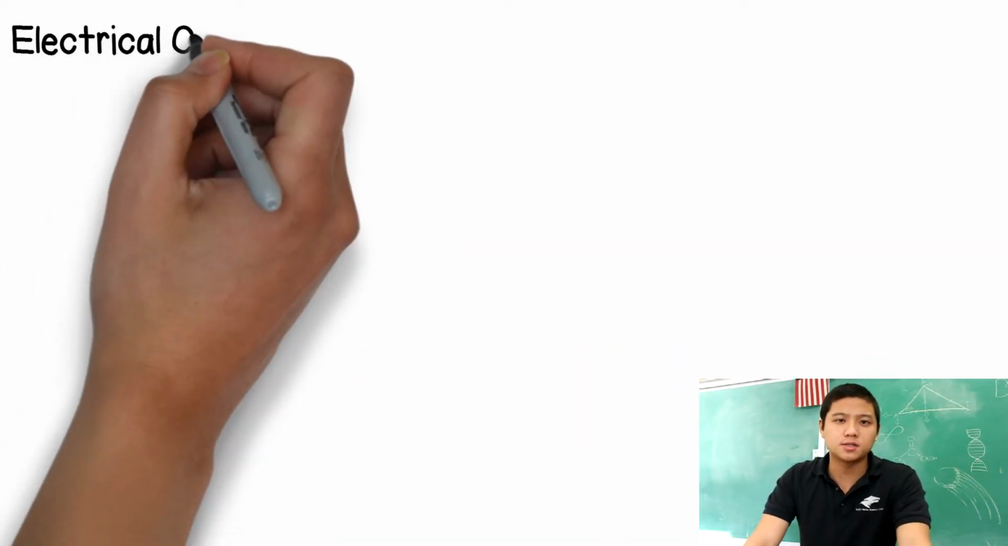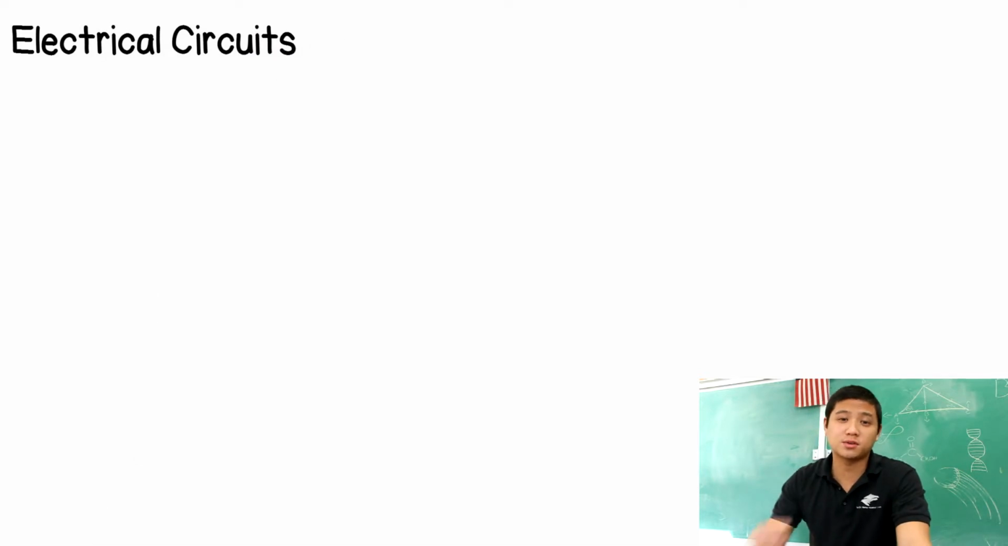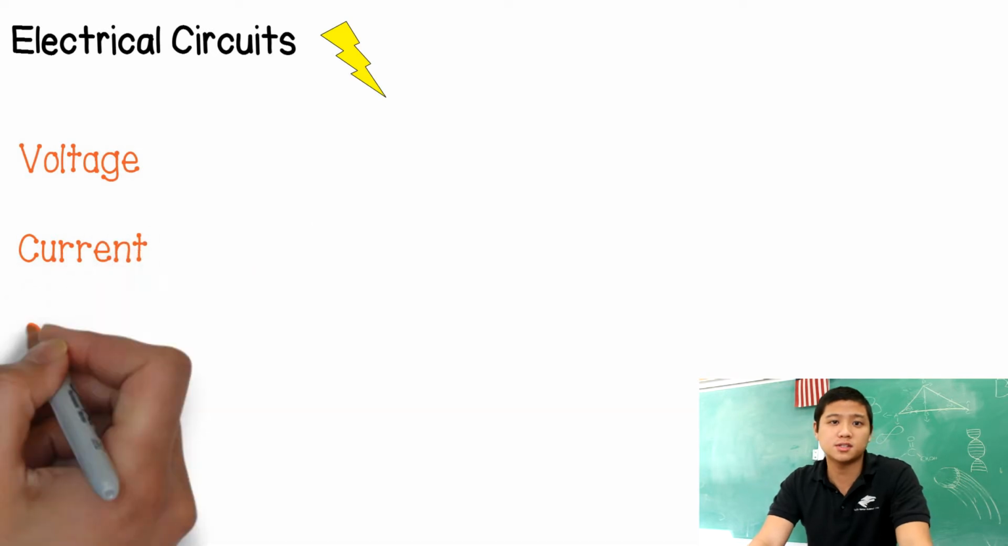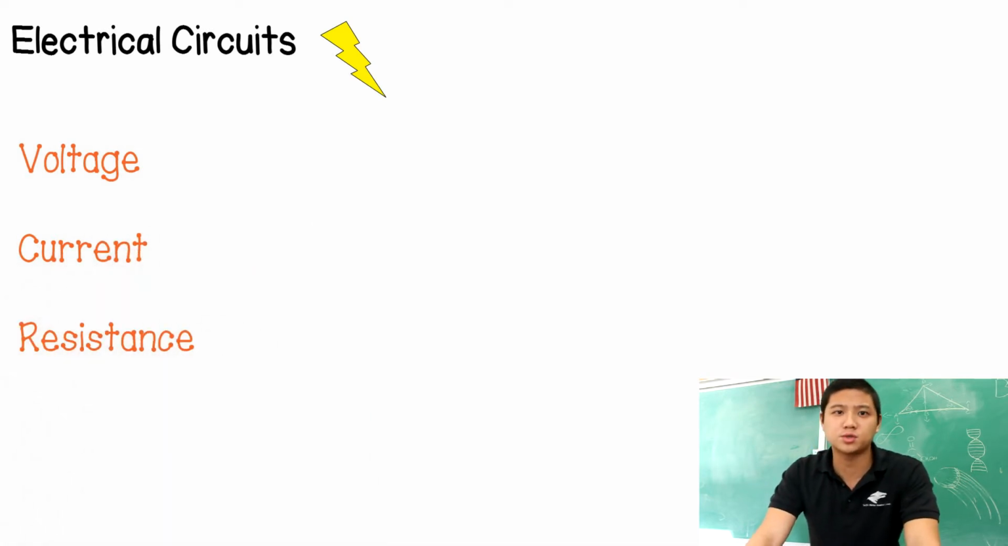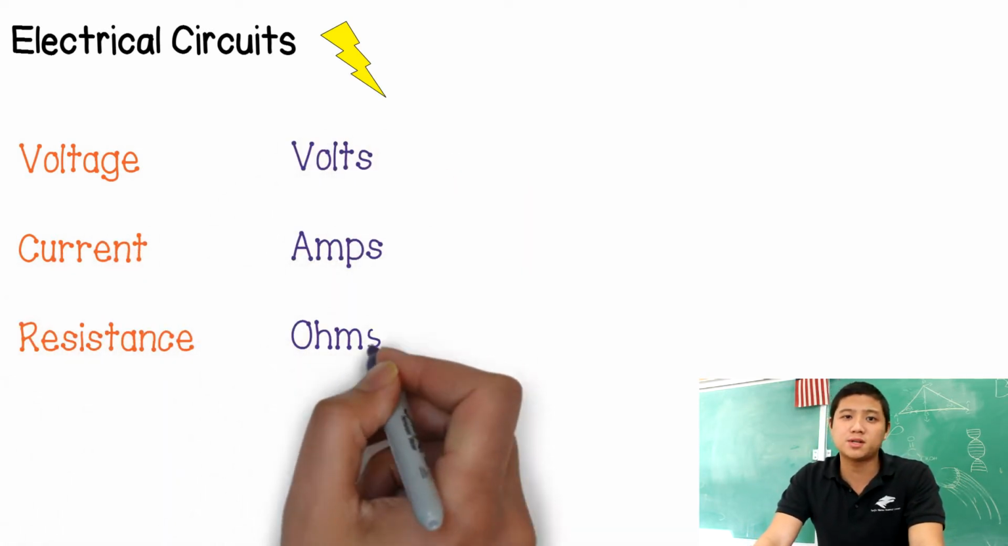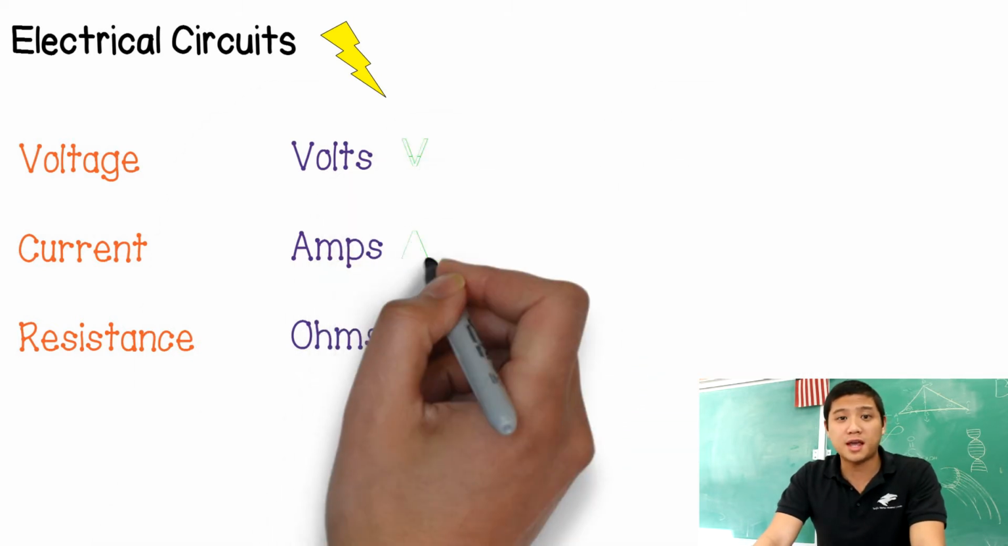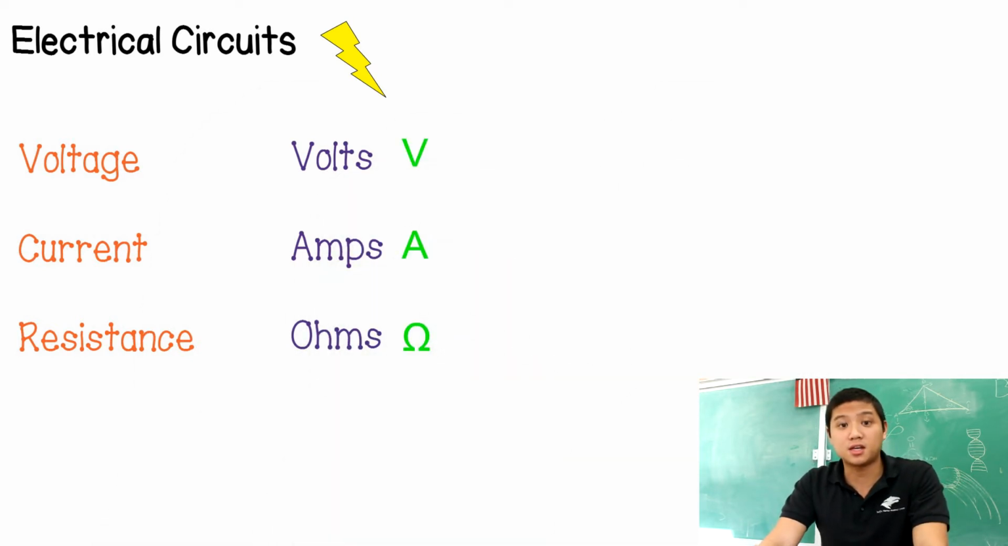Okay, so let's go ahead and start. When it comes to electrical circuits, there are three variables that we have to focus on. The first one is voltage, the second one is current, and the third one is resistance. Voltage is measured in volts, current is measured in amps, and resistance is measured in ohms.